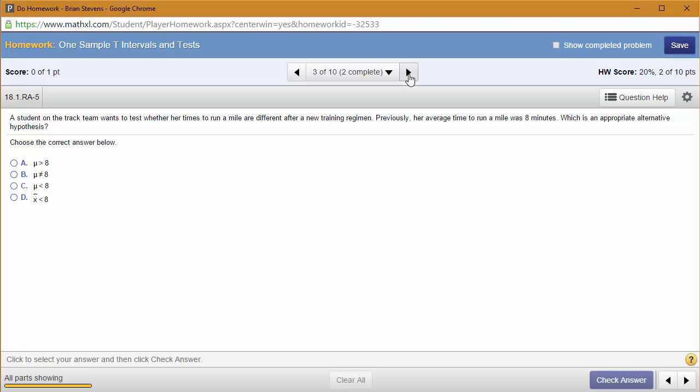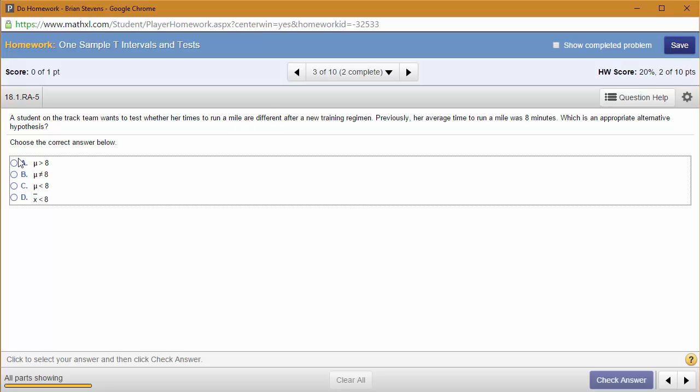A student on the track team wants to test whether her times to run a mile are different after a new training regimen. Previously, her average time running a mile was 8 minutes. Which is an appropriate alternative hypothesis? Now here's the thing. She wants to test if they are different. This is key. When we do the alternative, we need to be able to read it. So we need a two-tailed test to see if it's different. So she wants to see if there is evidence that the true mean run time for her miles is different than 8.